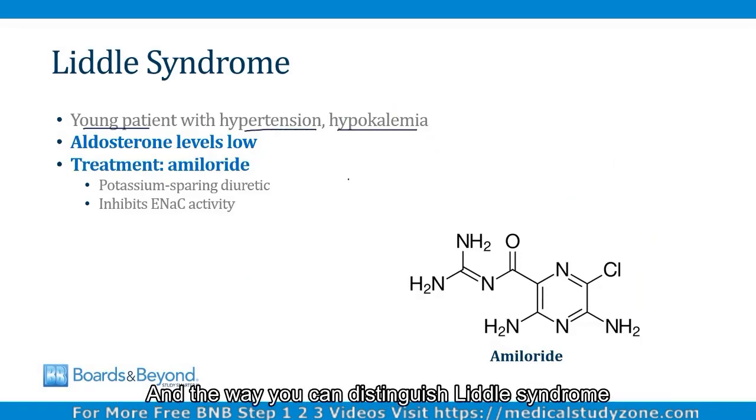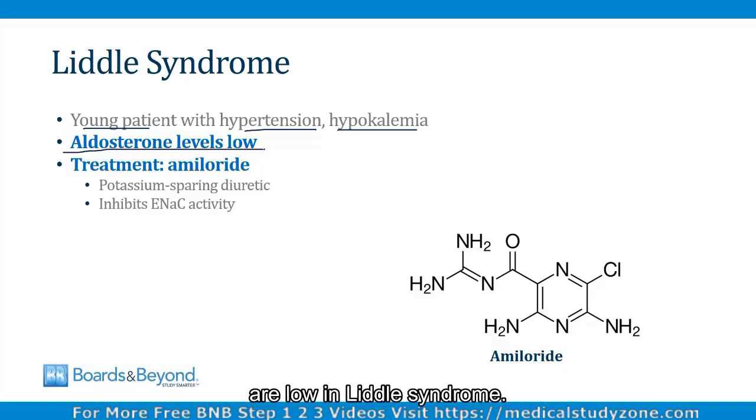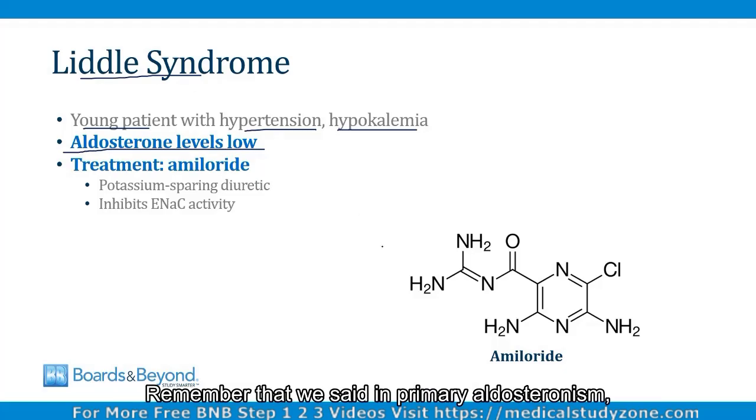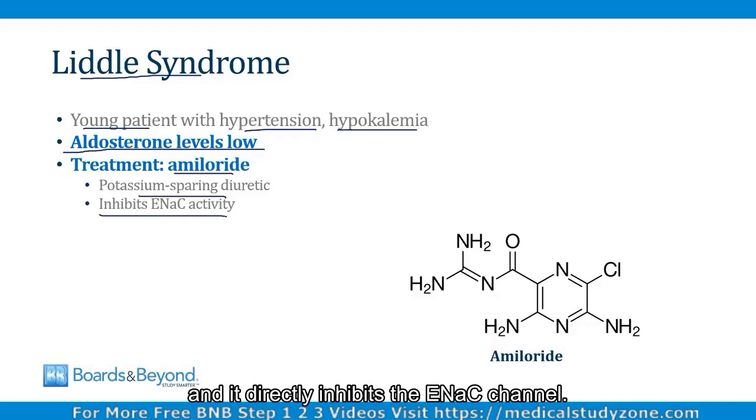And the way you can distinguish Liddle syndrome from primary aldosteronism is that the aldosterone levels are low in Liddle syndrome. Remember that we said in primary aldosteronism they are high. And the treatment for Liddle syndrome is a drug called amiloride. It's a potassium-sparing diuretic, and it directly inhibits the ENaC channel.